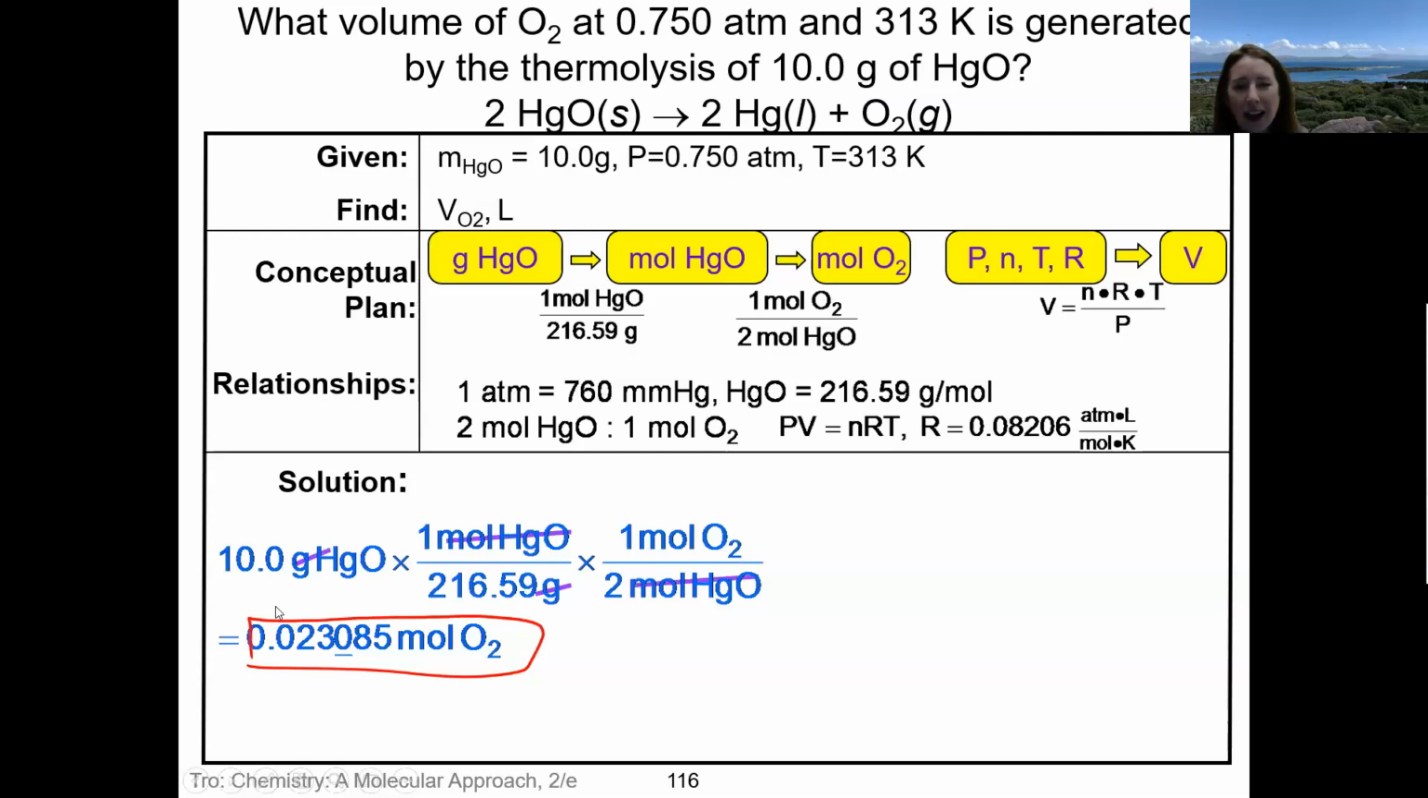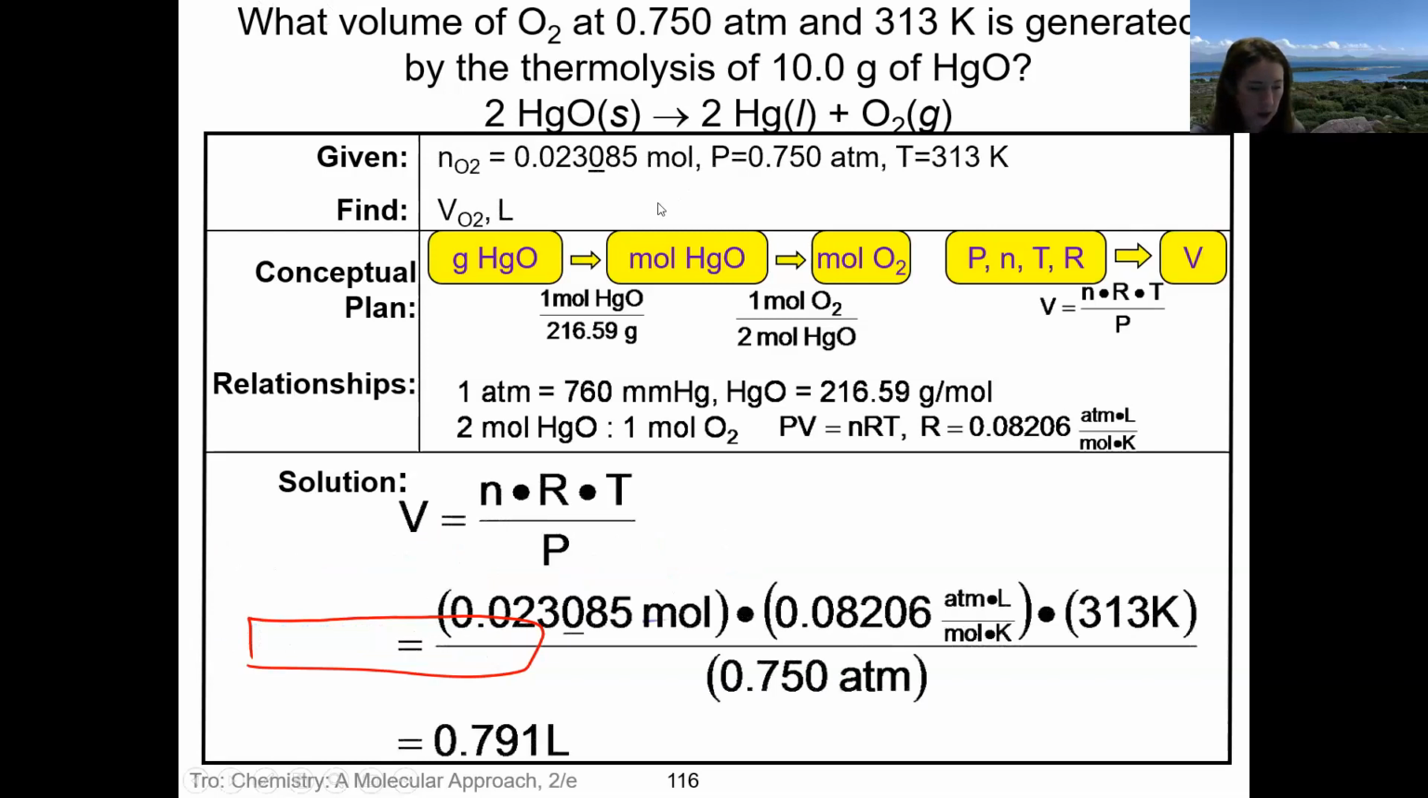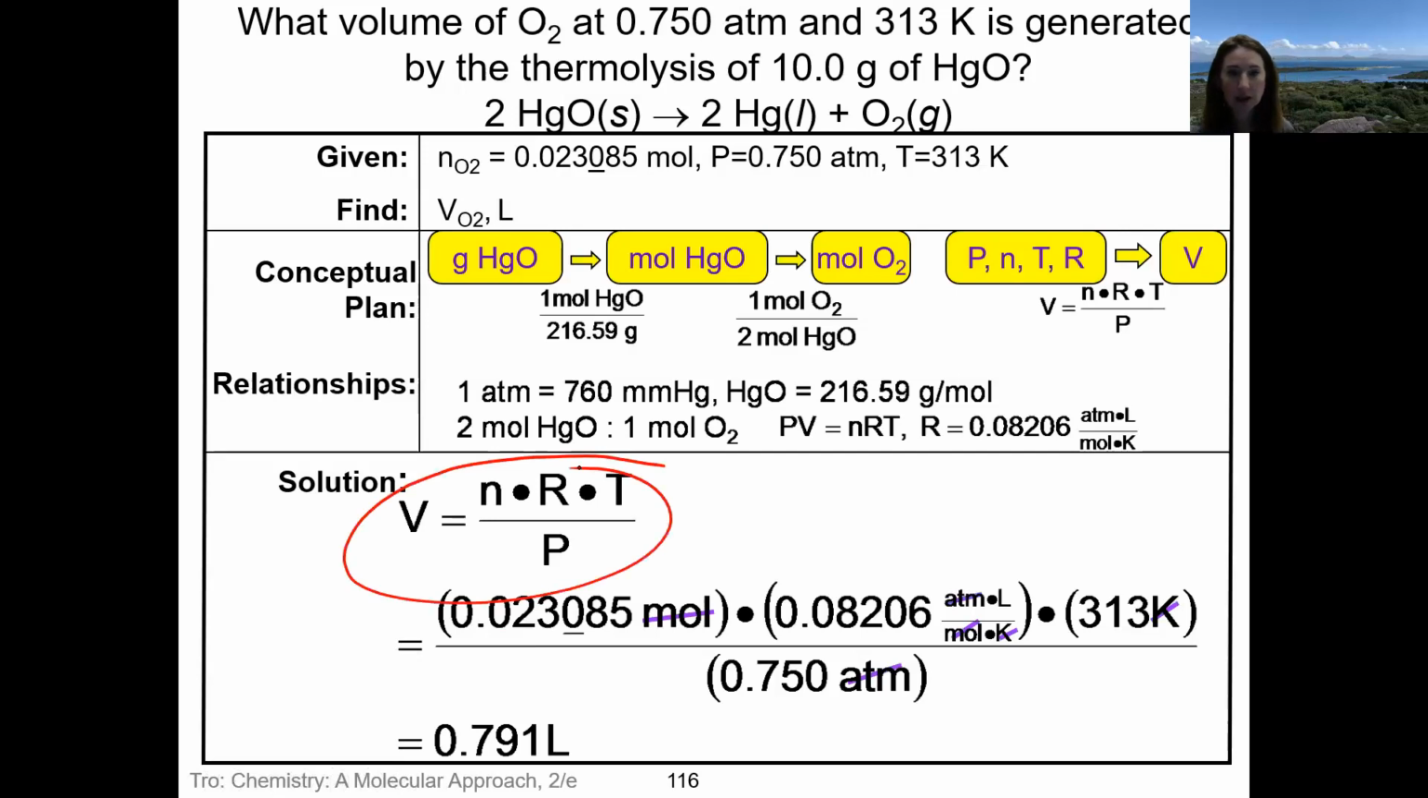Gave you the molar mass. I try to give you the molar masses now just because everyone knows how to add up molar masses, right? So I try to make sure to give you those. And then our next part is we just plug it in. So for our volume, V equals nRT over P, and there we are, we get our 0.791 liters.